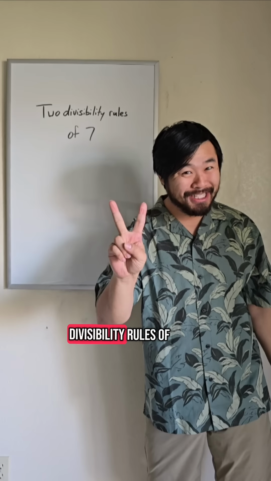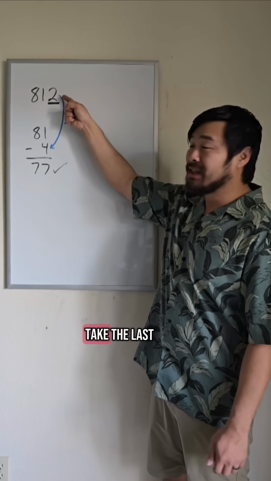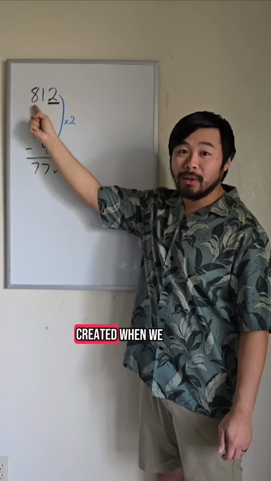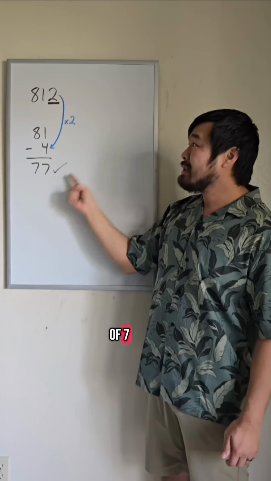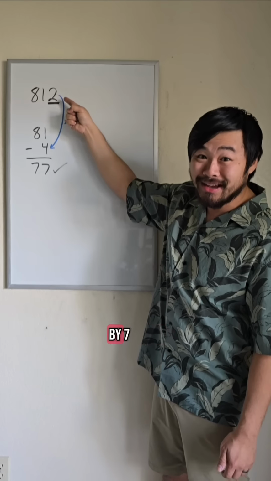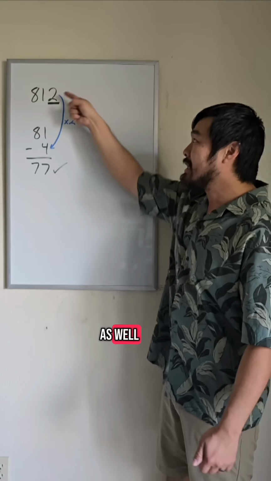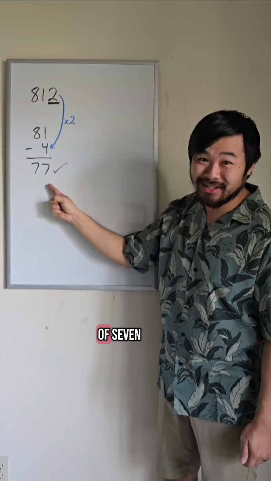Here are two divisibility rules of 7 and why they work. One of the rules is to take the last digit of that number, double it, and subtract that from the number created when we remove the last digit. If that difference is a multiple of 7, then the original number is divisible by 7. And this is an if and only if statement, so the other way is true as well. If this number is divisible by 7, then this difference is a multiple of 7.